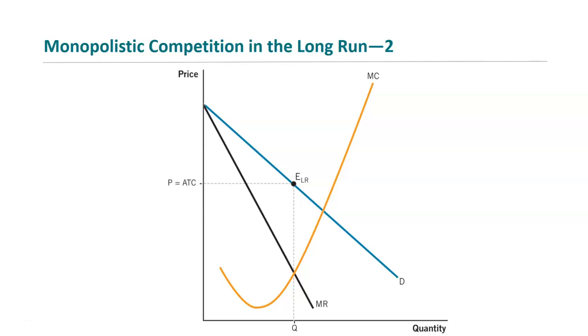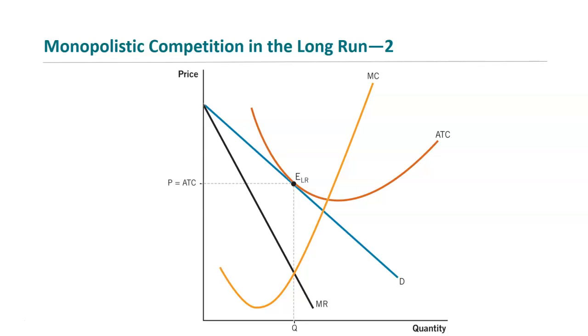So in the last video, we discussed market outcomes in monopolistically competitive markets. And we saw that in the short run, a monopolistically competitive firm can earn positive or negative profits, but in the long run, firms will enter or exit these markets, shifting the demand curve until long-run economic profits are always equal to zero.